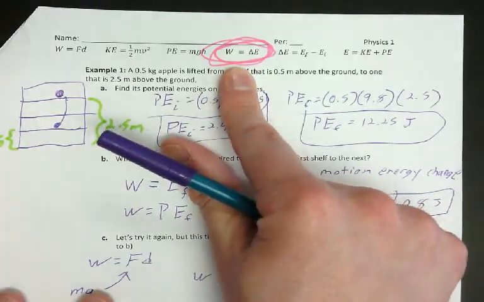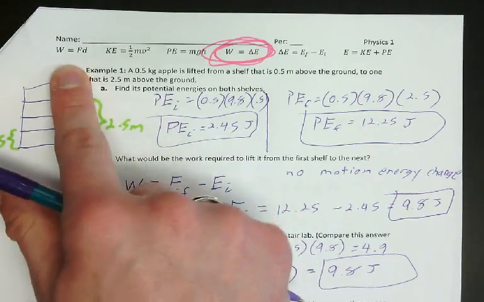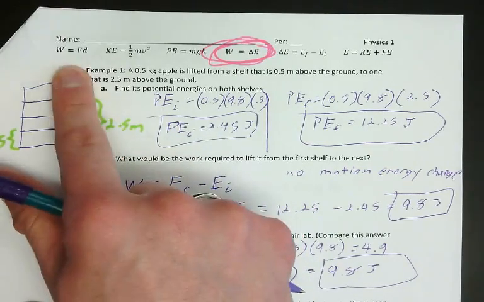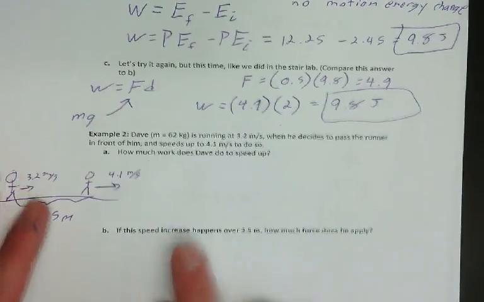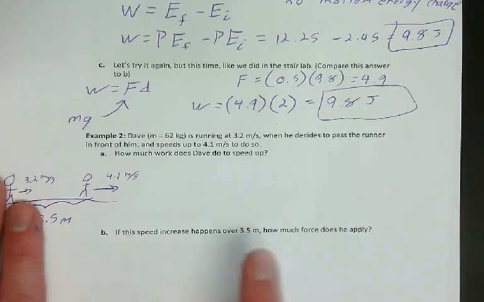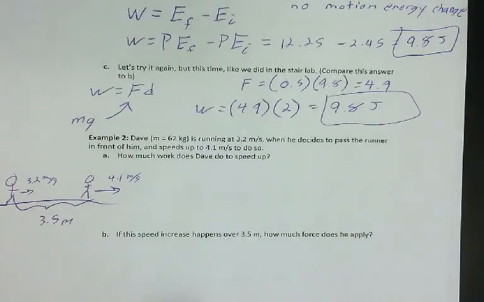Again, I'm focusing on this equation here. This is an example where W equals Fd would not work. The reason it would not work on this one is because I don't know the force, and until later I don't know the distance. And no, you can't do mass times gravity because Dave's going sideways. He's not going up and down.